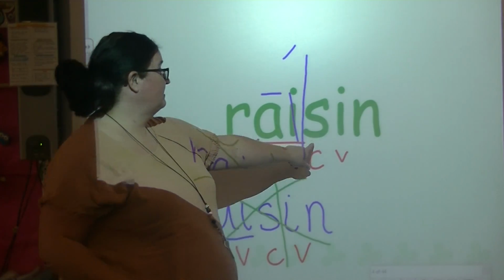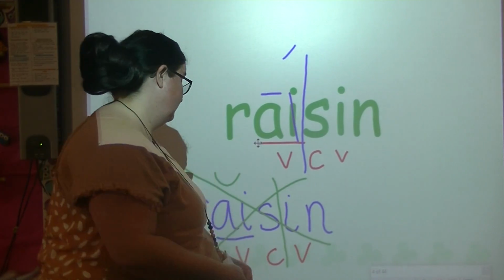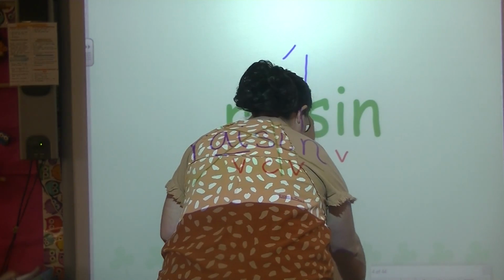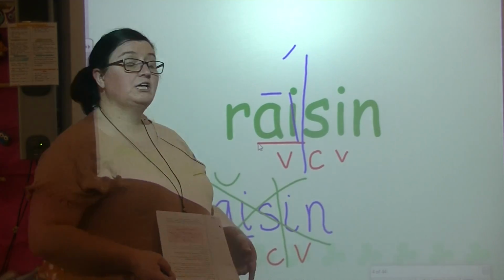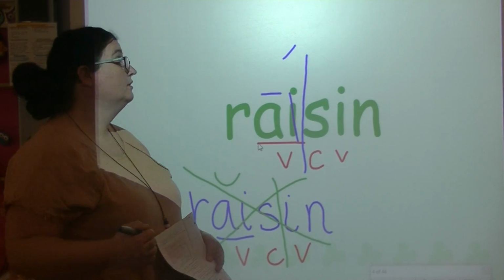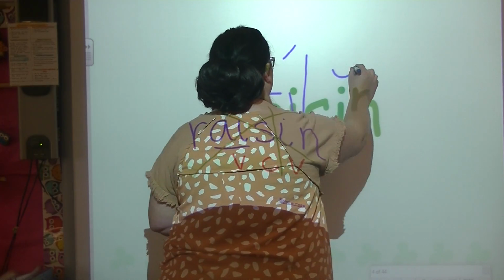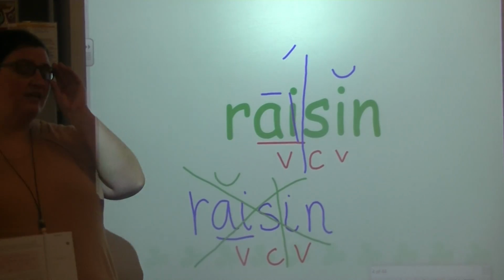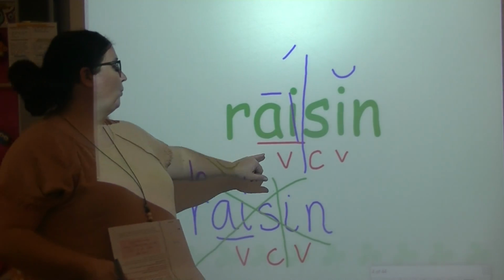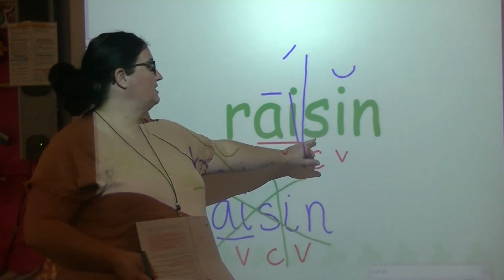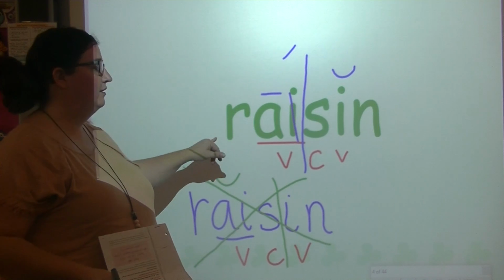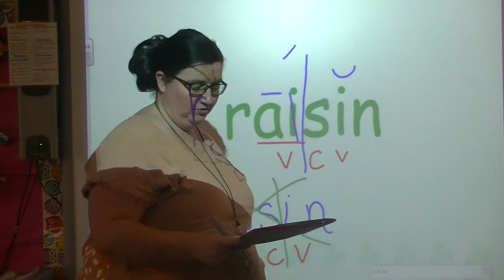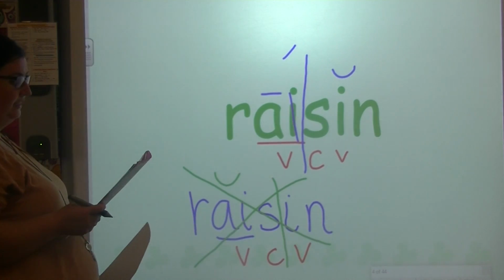All right, now let's code our second part of the syllable. A vowel followed by a consonant is short. And then we can sound it out. What word? Raisin. Raisin.